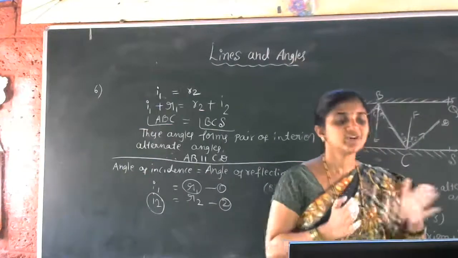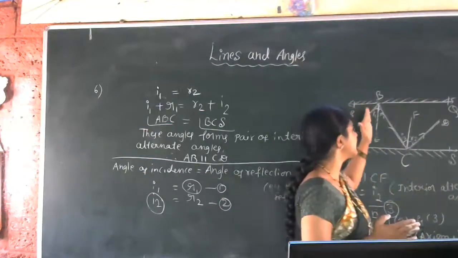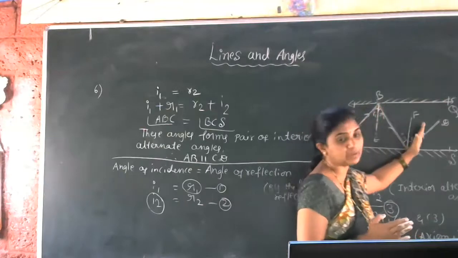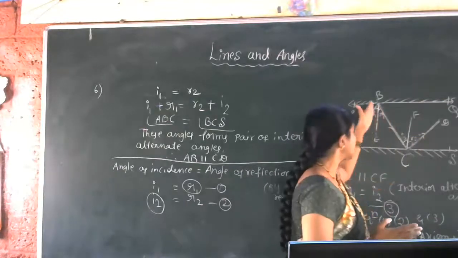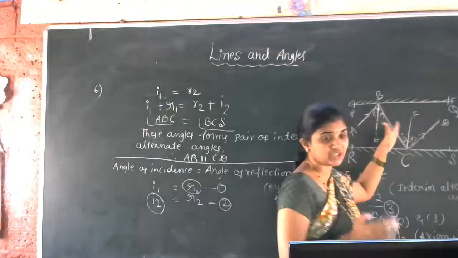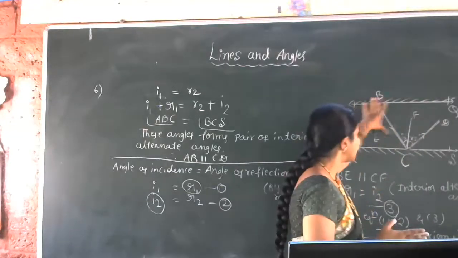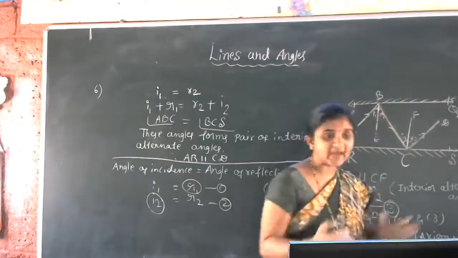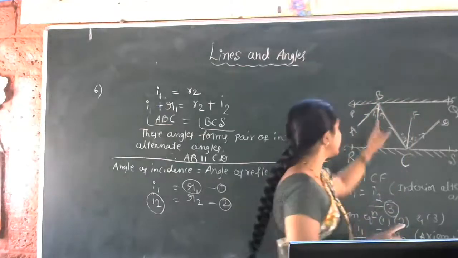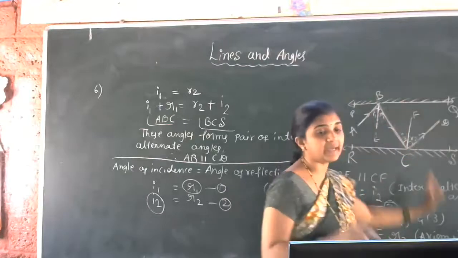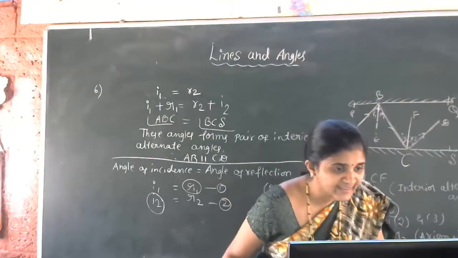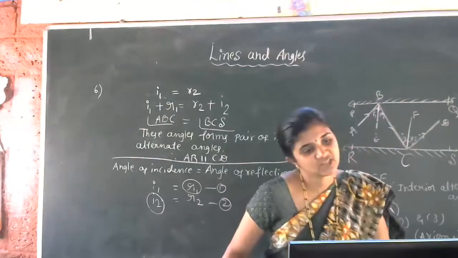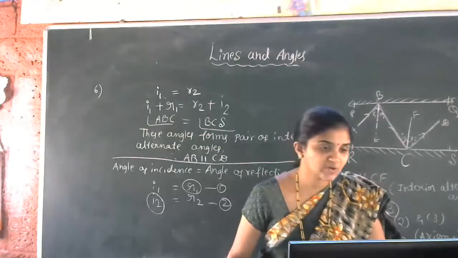So here we use that concept: I1 is equal to R1, then I2 is equal to R2. To show the angle of incidence and angle of reflection separately, we took the help of these perpendicular lines. These perpendicular lines are parallel to each other. That's why we took the help of R1 equal to I2 using the interior alternate angles topic. Is that clear, students? Yes, no doubts.